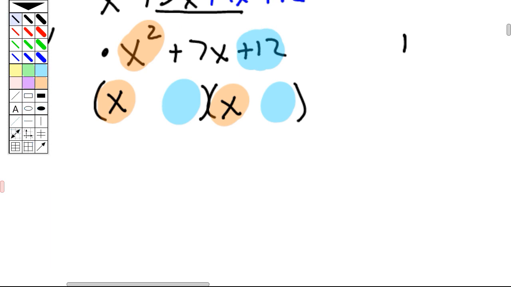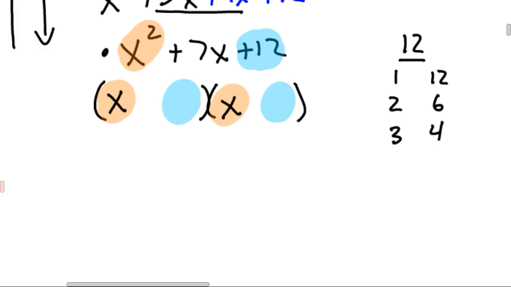They got to multiply to make a 12. So first of all, let's list some factors of 12. What can we do? 1 times 12, 2 times 6, 3 times 4. So two conditions need to be met. They need to multiply to make this, which these all do. So how do I know if it's going to be 1 and a 12, or a 2 and a 6, or a 3 and a 4? Well, the other condition is they need to add or subtract to make this number.